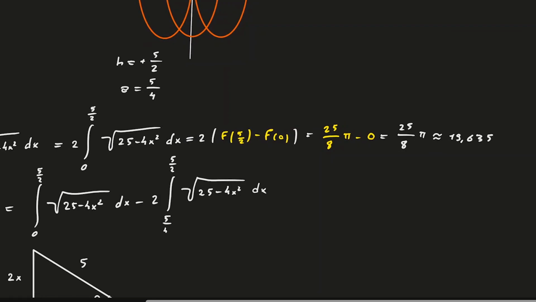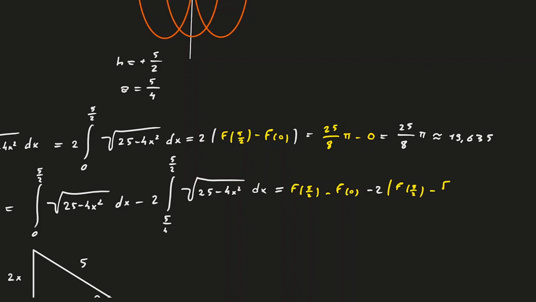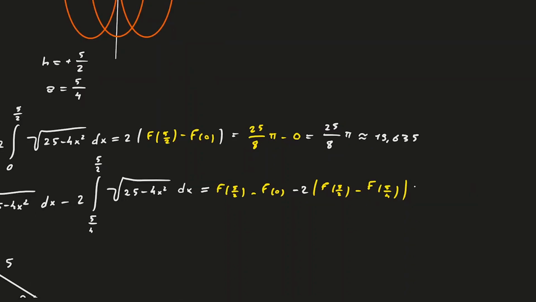While for the green area, we have that this is the integral from 0 to 5 over 2 of our function, that is simply half the area of the blue region, that is f of 5 over 2 minus f of 0, minus 2 times f of 5 over 2 minus f of 5 over 4. And this is approximately 2.140.